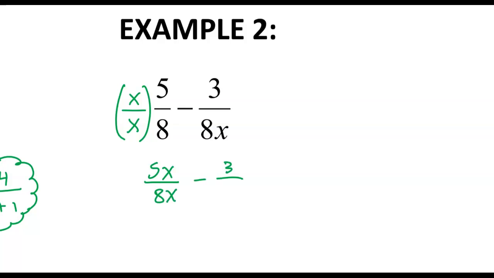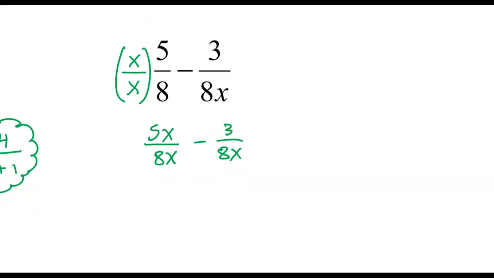Now what do you think I do? You subtract the numerators and keep the denominator as 8x. What is 5x minus 3? They are unlike terms. You cannot add or subtract unlike terms. So it remains 5x minus 3.